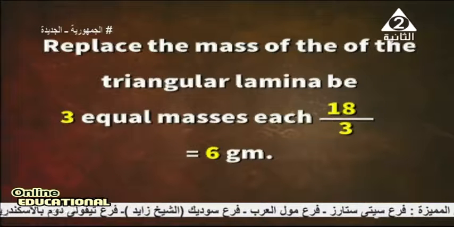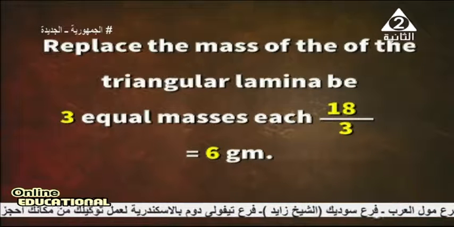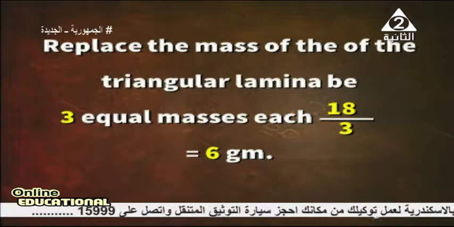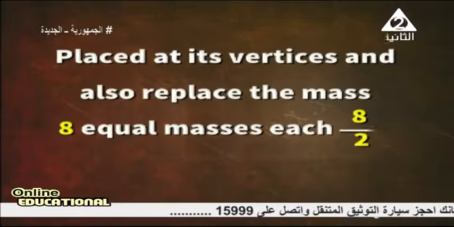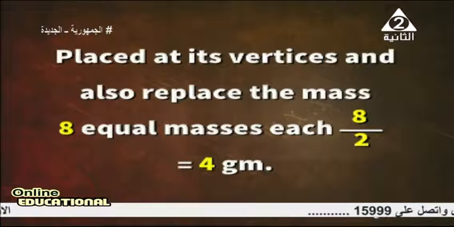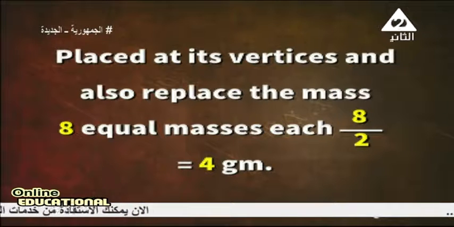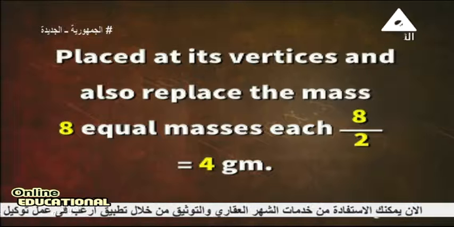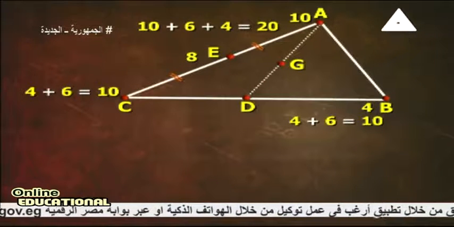Solution. First, replace the mass of the triangular lamina by 3 equal masses, each one 6 grams, placed at its vertices, and also replace the mass 8 by 2 equal masses, 8 divided by 2, each one equal to 4 grams. Look at this, my dear student.